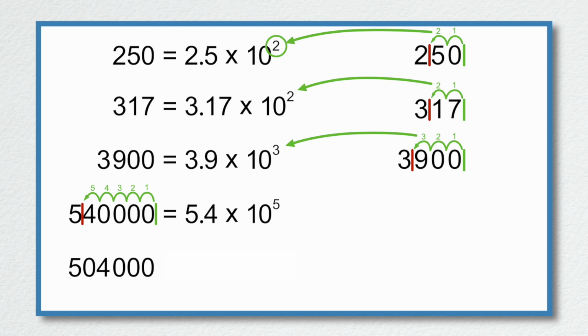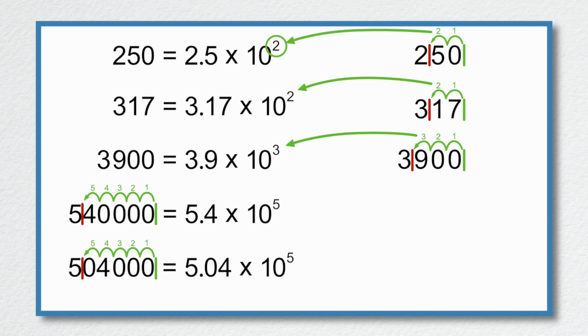And 504,000, we know it's going to be 5.04 multiplied by 10 to the power of something. There's our cutoff point, and here's where the decimal point is. And if we count the moves from the decimal point to the cutoff point, 1, 2, 3, 4, 5. Therefore, our answer is 5.04 multiplied by 10 to the power of 5.